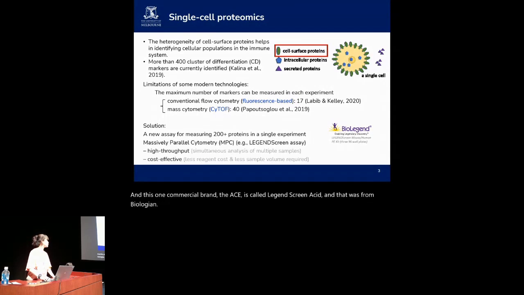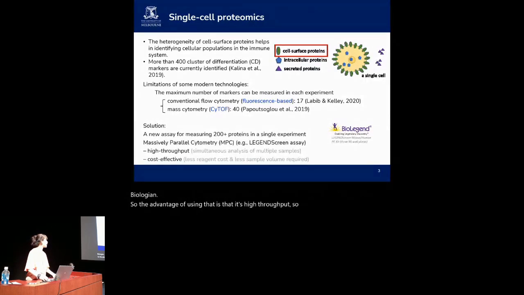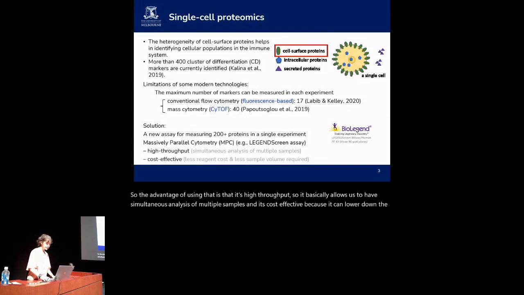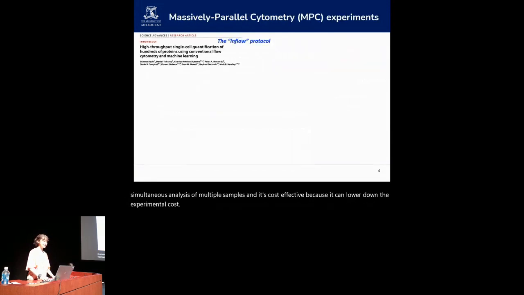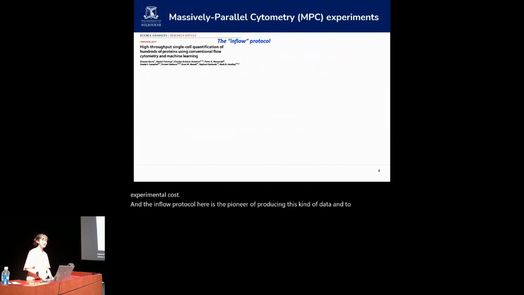The advantage of using that is that it's high throughput. It basically allows us to have simultaneous analysis of multiple samples, and it's cost effective because it can lower down the experimental cost. And the Infinity Flow protocol here is the pioneer of producing this kind of data and analyzing MPC data.